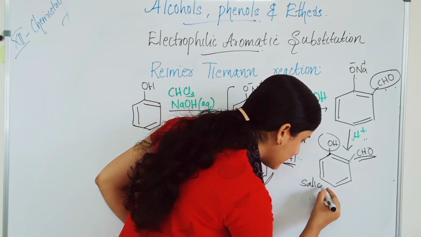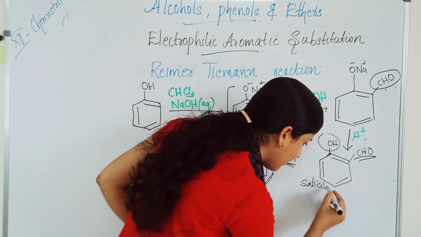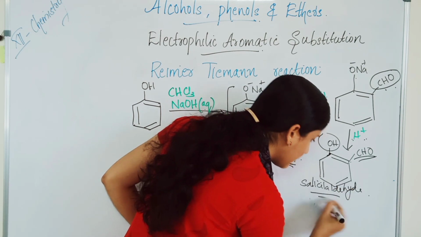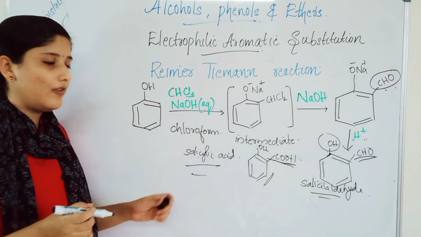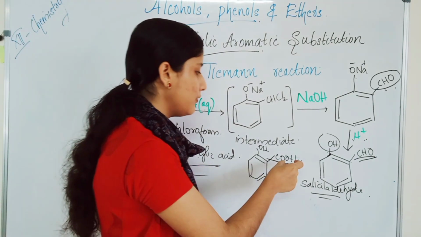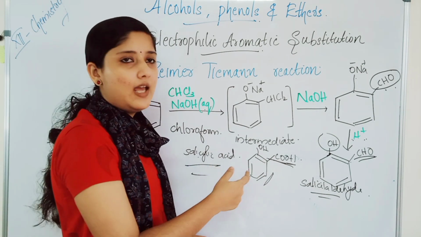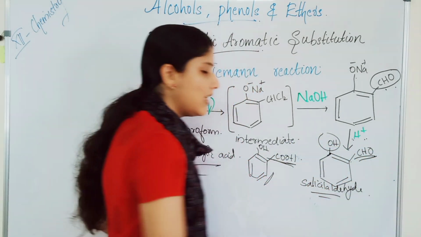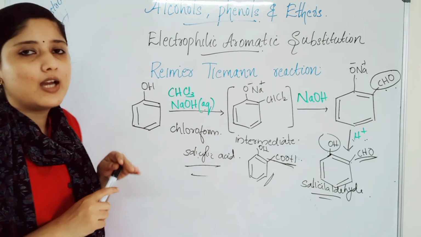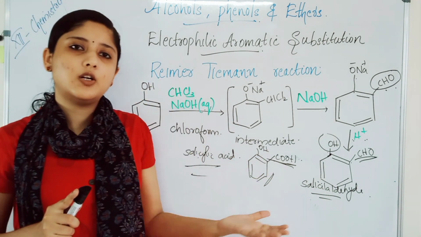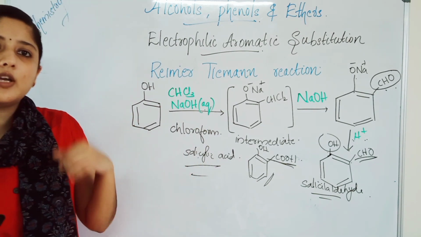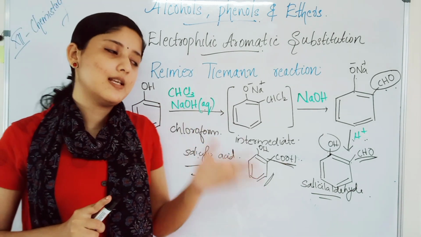Salicylaldehyde will be the common name. Okay, it is salicylic acid to the ortho position if COOH is there, and to the ortho position, if CHO is there, it is called salicylaldehyde. In the Reimer-Tiemann reaction, what happens? Phenol gets converted into salicylaldehyde. In Kolbe's reaction, phenol gets converted into salicylic acid. Remember, okay?